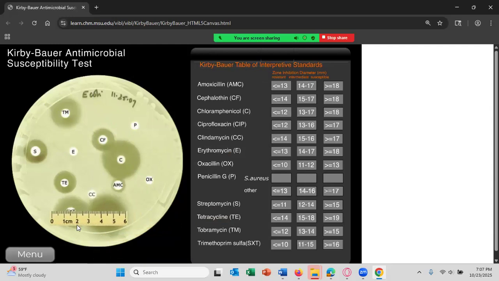Now let's do tetracycline. It's very easy. I was trying to do SIP, but it's not easy to get there, and I can't move this ruler any other way except that way. So TE, it looks like about 18 millimeters. 18 is intermediate. If you get the right answer, it'll be green. If you get a wrong answer, it'll be a red X through it. And the X will go away so you can do it again, like streptomycin.